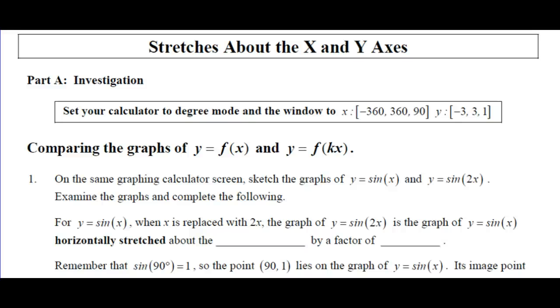Stretches about the x and y axes. Part A, investigation. Set your calculator to degree mode. I have set decimals to this window, negative 360 to 360 by 90, negative 3 to 3 by 1, and degree mode. You may follow along on your calculator.